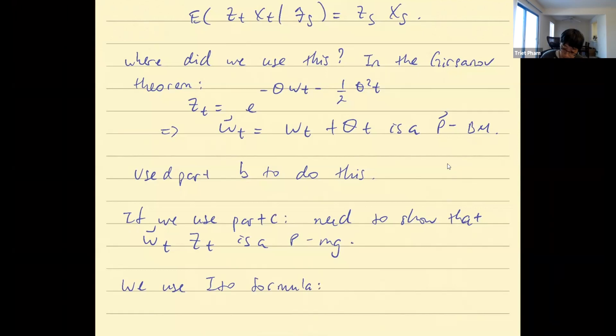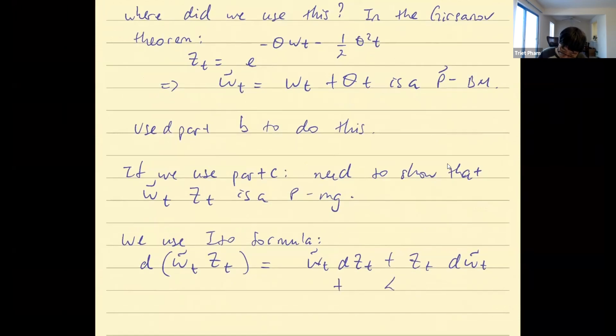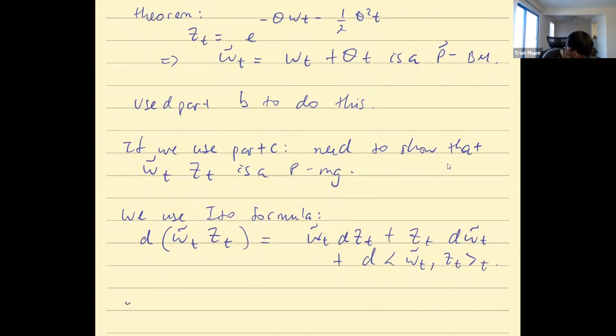You use Ito formula, okay? How so? In this way, d(W tilde T Z T) will be W tilde T dZ T plus Z T dW tilde T plus the covariation, like this, where the covariation is just a product. Is that okay?